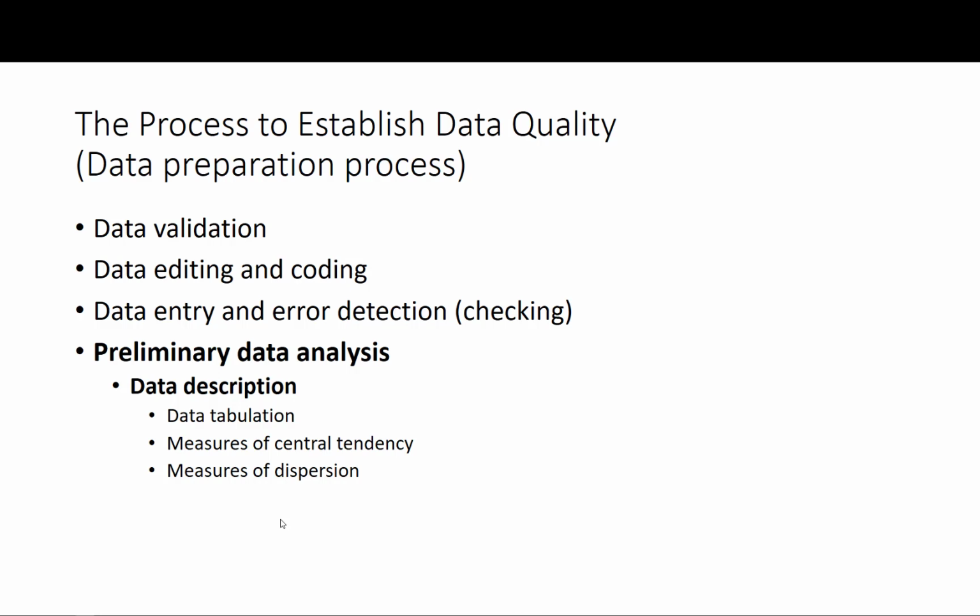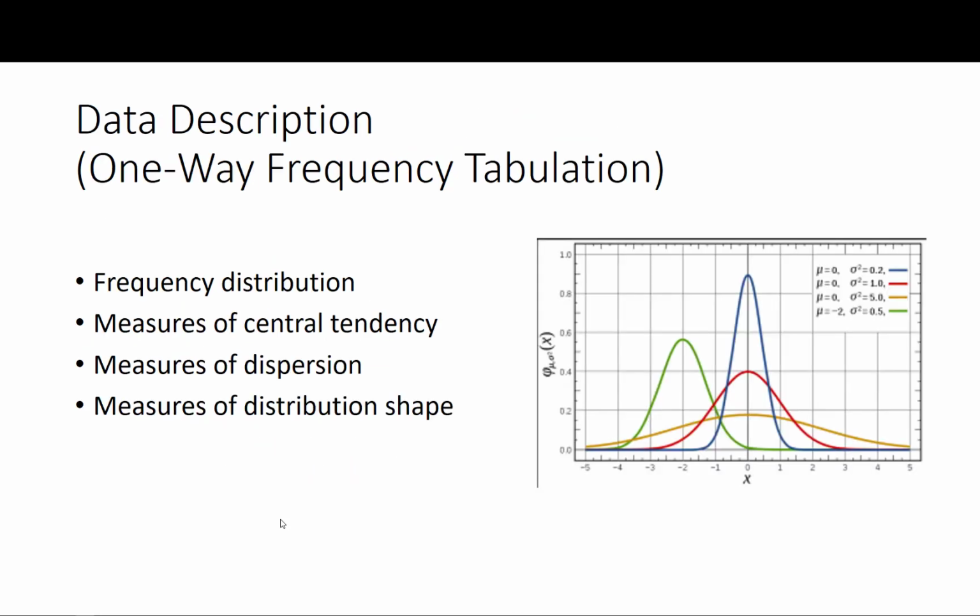So this includes 3 stages: data tabulation and looking at measures of central tendency and dispersion. So what we're looking at here, we've got frequency distributions, measures of central tendency, measures of dispersion, and measures of distribution shape. So stick with me here. So frequency distribution is how far along a scale our respondents lie.